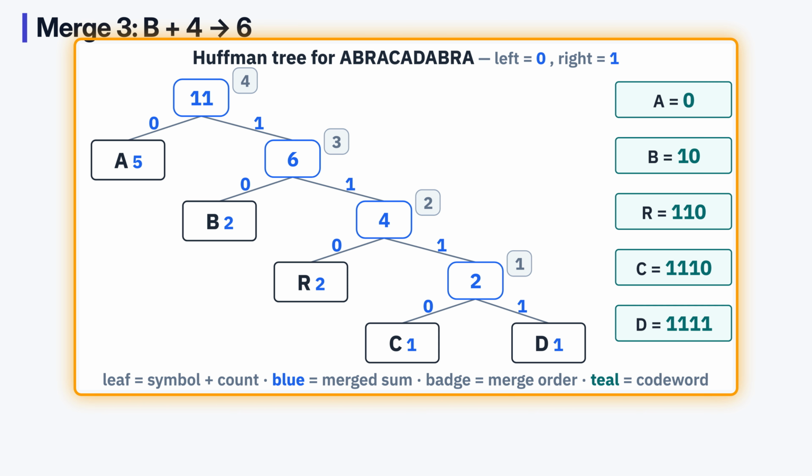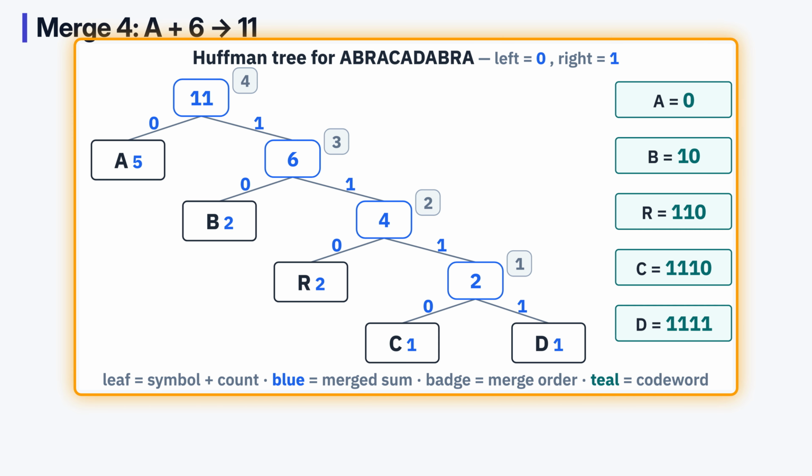Merge 3. Now the pool holds A at 5, B at 2, and the node worth 4. The two smallest are B, worth 2, and that node worth 4. Merge them into a parent worth 2 plus 4, which is 6. Badge 3 marks it. Only two nodes are left now, A at 5 and this new node at 6.